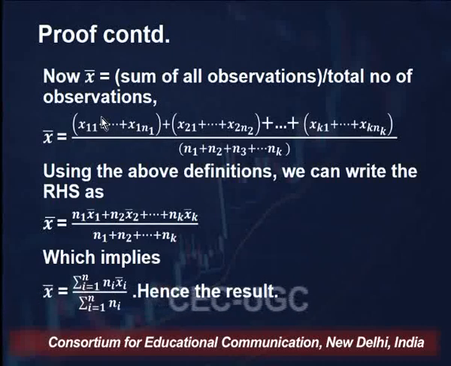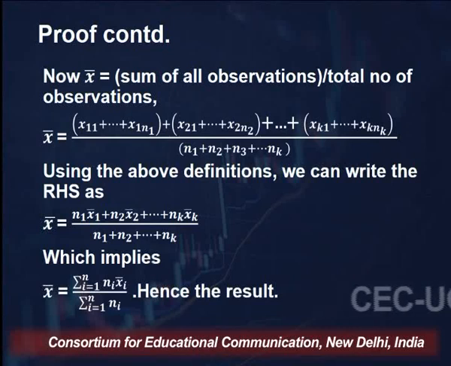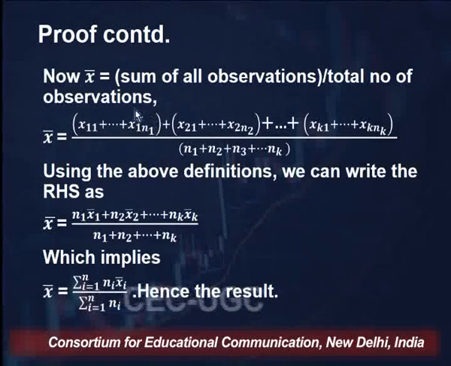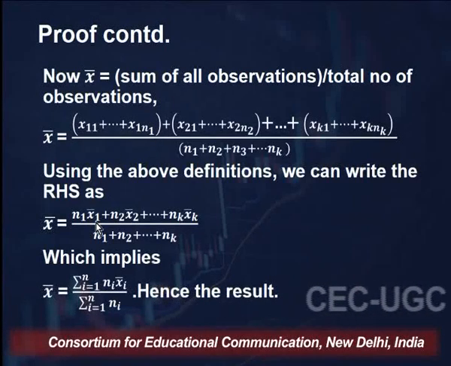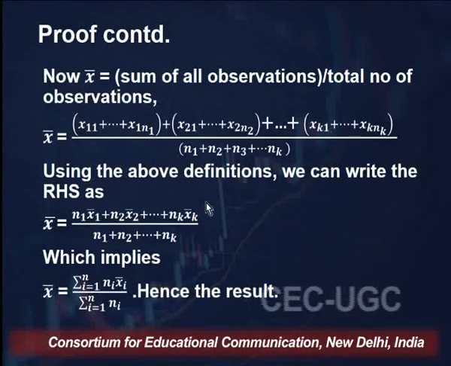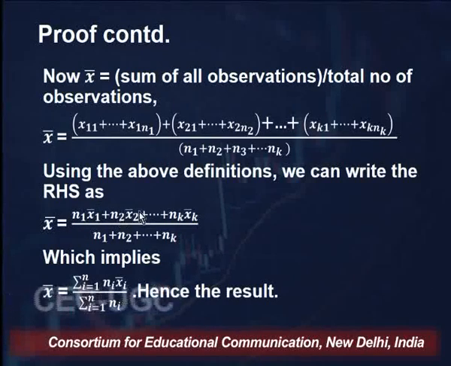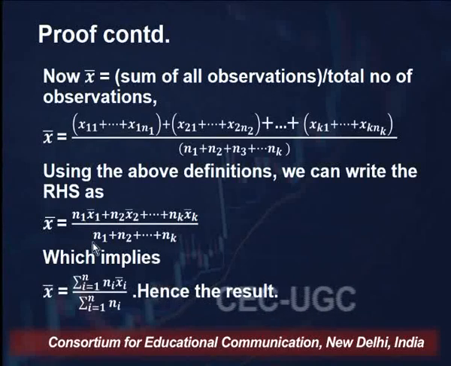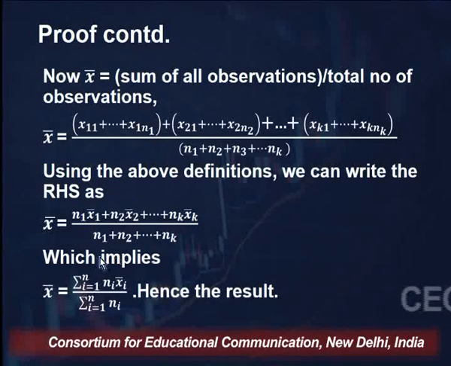Now again, as I just pointed out, this sum x11 plus x12 plus so on x1n1 can be written as n1 into x1 bar using the definition of x1 bar. Similarly, this sum can be written as n2 into x2 bar, and so on. This sum can be written as nk into xk bar. So my x bar will be n1 x1 bar plus n2 x2 bar and so on plus nk xk bar upon n1 plus n2 and so on plus nk, which implies that x bar is equal to, in compact notation, summation i equal to 1 to k of ni xi bar upon summation ni.